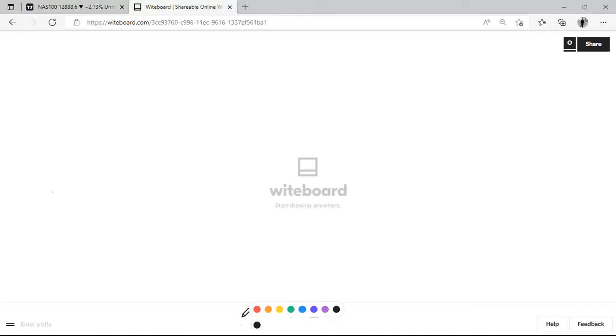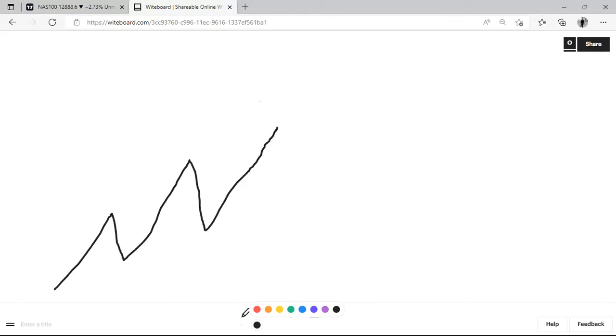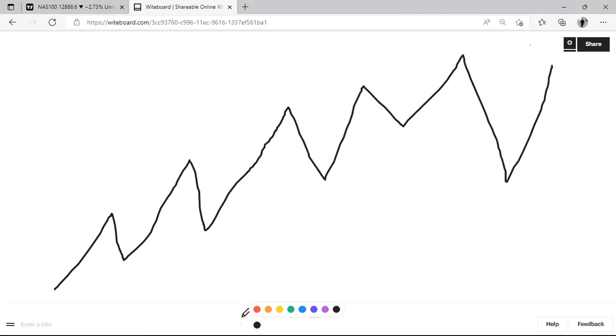I'm going to explain how order blocks work here. When you're in an upward trend, we have a series of highs and a series of lows. That's higher high, higher low. Some call it impulse and correction. So this is how the order block works.